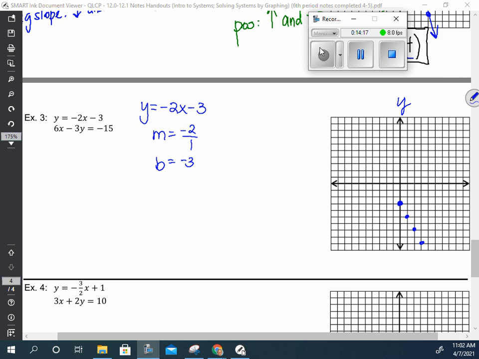Now, since I have all this space up above, remember for a negative slope, so if your slope is negative, you can go down and to the right, but you can also go up and to the left. It will still work the same way. So up 2 to the left 1.